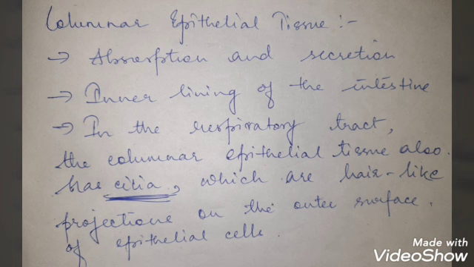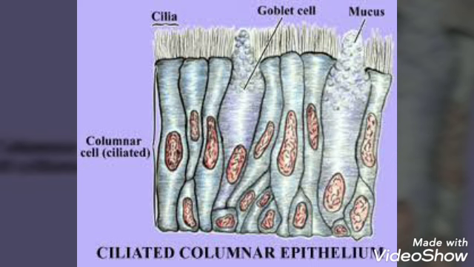And in some places they have cilia, which are hair-like structures, and they help in the removal of unwanted particles. So here is a columnar epithelium with cilia on top. These are hair-like structures which remove any unwanted particles that come. A lashing movement is there, and they keep on removing any unwanted particle.